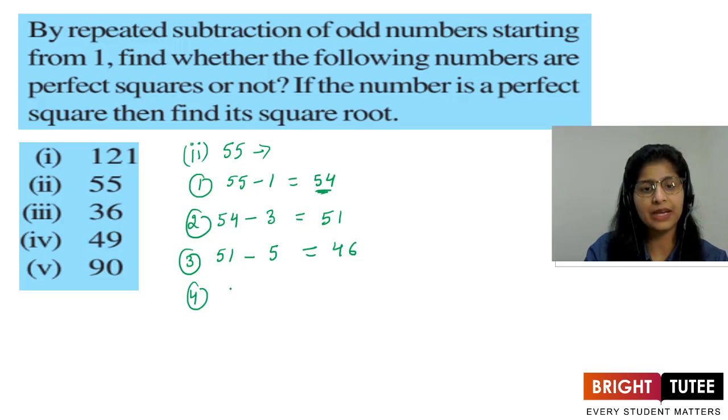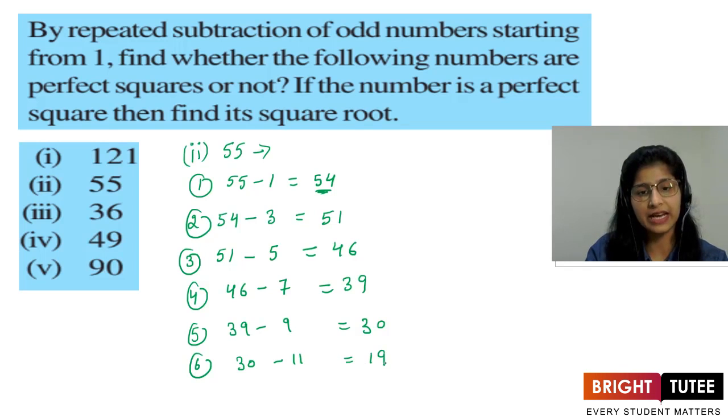The next step is, from 46 we will subtract 7. That gives us 39. Right? The next step, from 39 we will subtract 9. We get 30. In the next step, from 30 we will subtract 11. So what are we left with? We are left with 19.